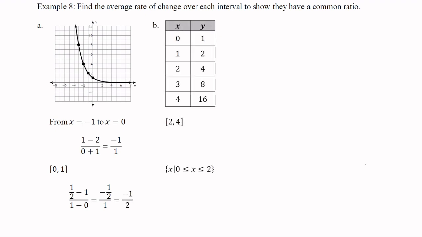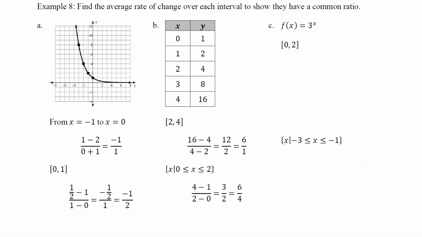In a table, we have from 2 to 4, a rate of change of 12 over 2, which is 6 over 1. For 0 to 2, we have a rate of change of 6 over 4. So again, same numerators, different denominators. Again, showing that we are not linear at the very least, but we can at least start to assume that it's exponential here because we have a constant ratio.